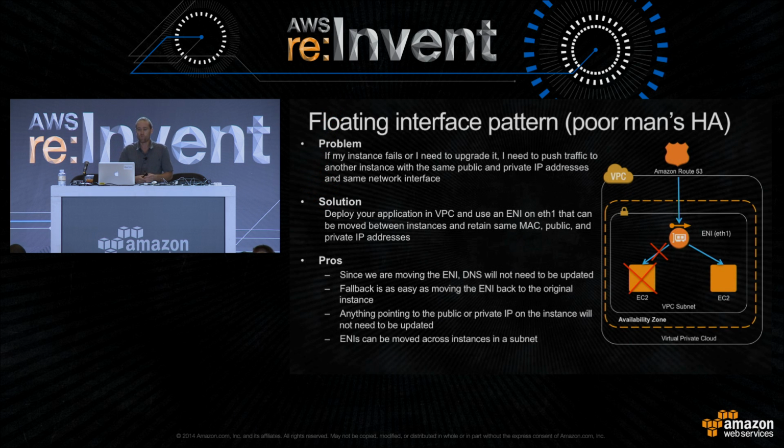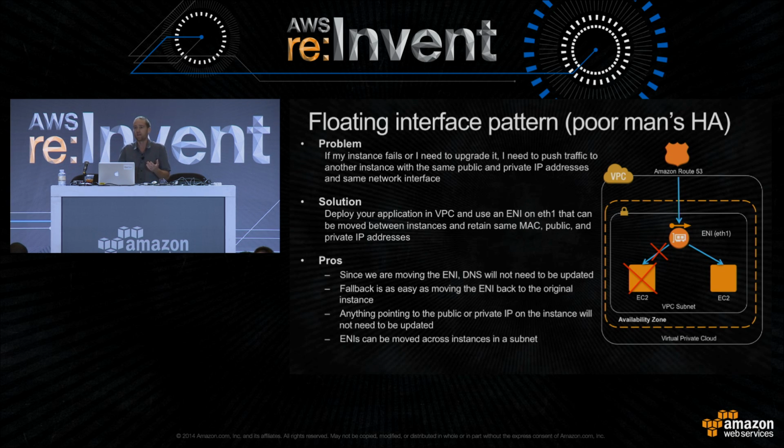So what is the floating interface pattern, or poor man's HA? Let's say you've got a legacy application, or you're running a virtual appliance in your VPC, or you've got something that is running and it can only vertically scale. It can't horizontally scale out. It's not this cloudified application. It can only run on a single server for whatever reason it is, right? Well, I've got the ability to spin this up and attach an Ethernet 1 interface to this instance as an ENI, and that Ethernet 1 ENI can be moved with private address, public IP address, and MAC, all to another instance running in the same subnet.